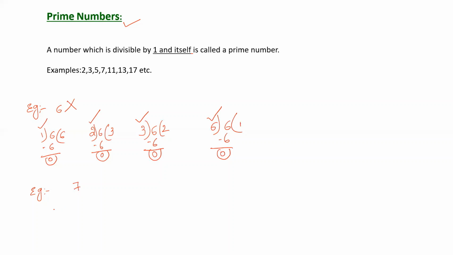7. 1 times 7 is 7. 7 times 1 is 7. 7 is divisible by 1 and the number itself. We won't get 7 in any other table. So 7 is a prime number. 2, 3, 5, 7, 11, 13, 17 and so on are examples of prime numbers.